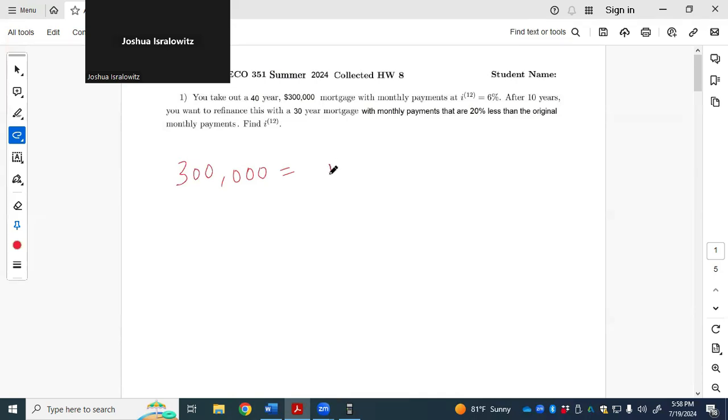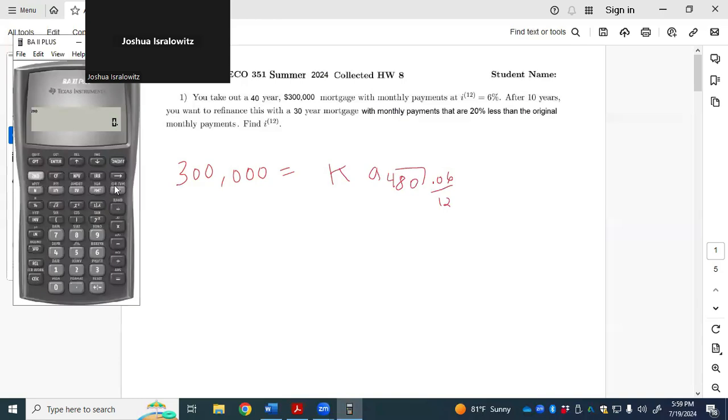Right, so we don't know what the payments are. Let's call them K. It's 40 years, so 40 times 12 is 480, as we've done many times before. So as we've done many times, you take I-12 over 12, 0.06 over 12 is 0.005. And we have the calculator. If you've watched the videos, you know how to use it.